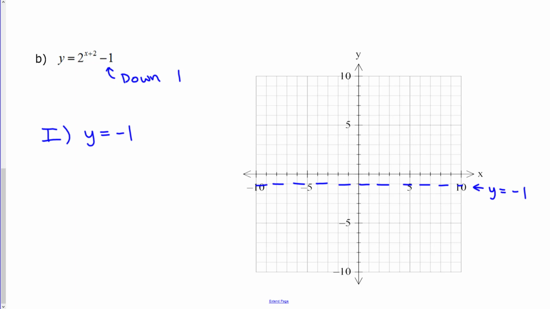And effectively, for any exponential function, it's always going to be y equals whatever that constant is on the outside, because the asymptote is going to get shifted up or down that same number of units.